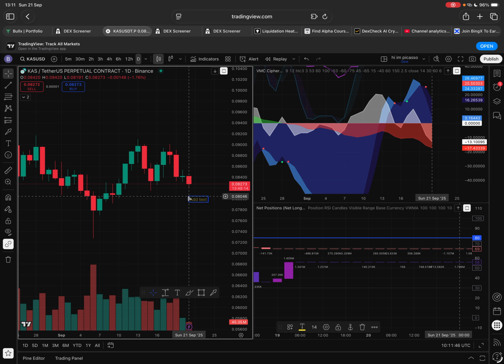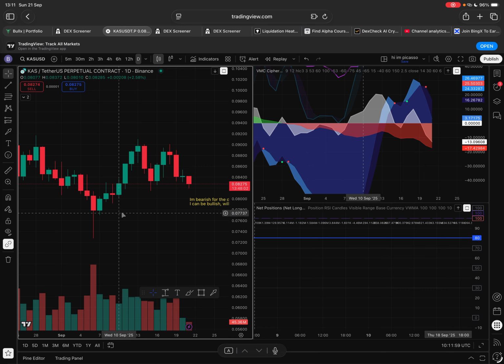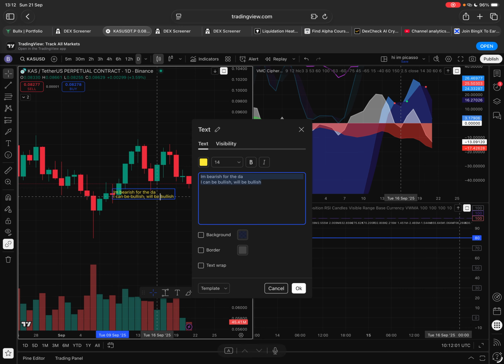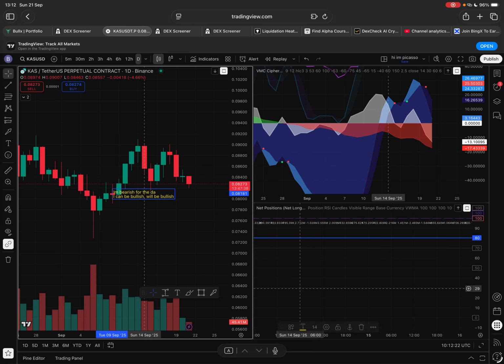So here's the game plan, two game plans. I'm bearish for the day. I can be bullish, will be bullish on a particular setup. What I want to see is 80 shorts closed. I'll explain what on the 3 hour, and view up or MFI curving up on the daily, and we long. This is exactly how I plan on playing this out.